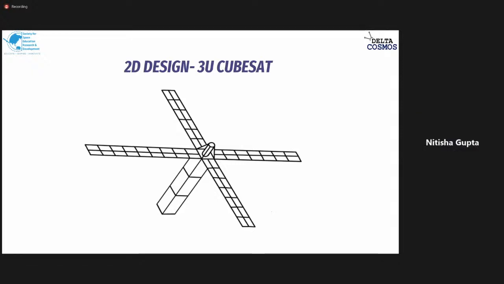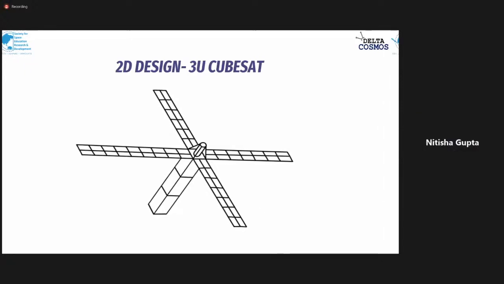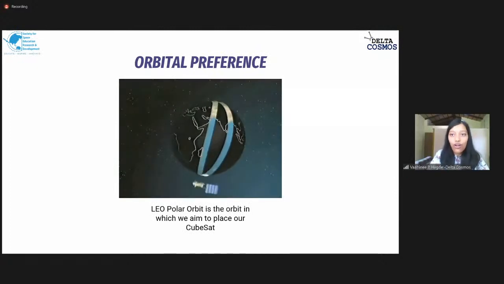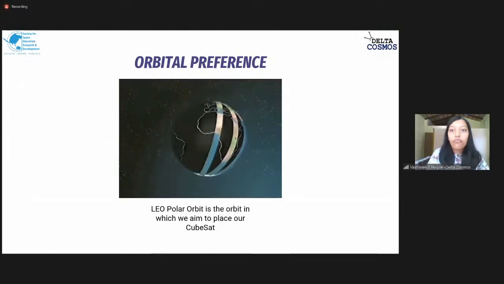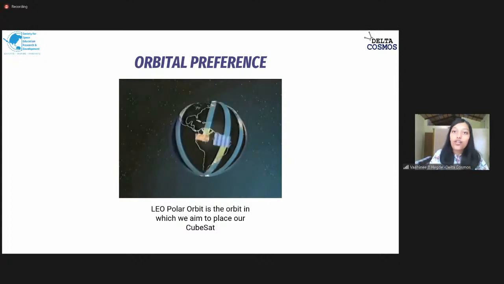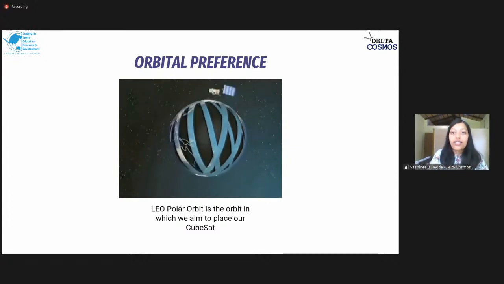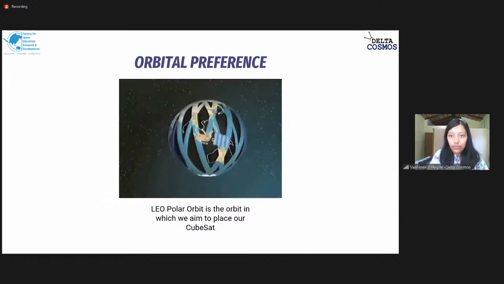So this is our base. Next, now we can take a brief look at the orbit in which our satellite is to be placed. So our designated orbit is polar orbit. Polar orbits take the satellites over the Earth's poles.